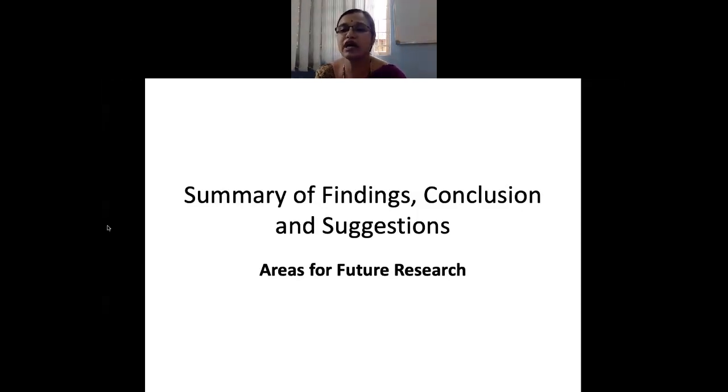Don't disrupt that flow, and also they should match each other. Your objective should be the question, and your conclusion should be the answer. Never write generalized conclusions. Your conclusions must be based on your objectives. One very important thing that a researcher has to include is the areas for future research.